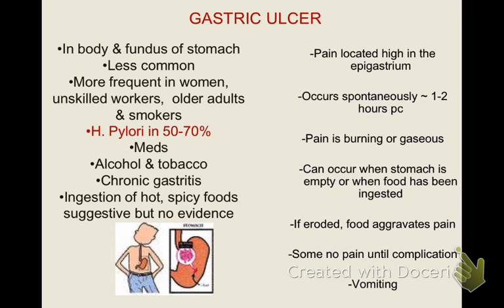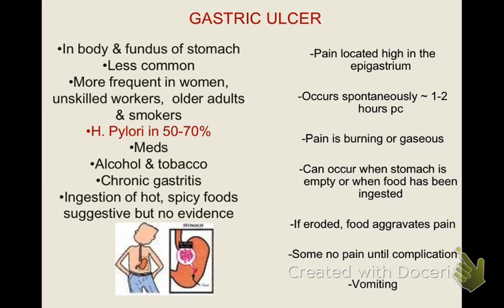So your gastric ulcers, these are in the body and the fundus of the stomach. They're less common. More frequent in women, unskilled workers, older adults, and smokers. 50 to 70% of these ulcers have H. pylori. They can be caused, again, from meds, aspirin, NSAIDs, corticosteroids. Alcohol and tobacco can also be reasons why you can have a gastric ulcer. Gastric ulcers can also be caused from chronic gastritis, because the chronic gastritis, again, is chronic inflammation. So that can also lead to a gastric ulcer. Ingestion of hot, spicy foods is suggested, but I don't think there's actually any evidence that supports that.